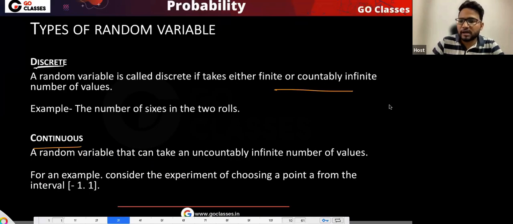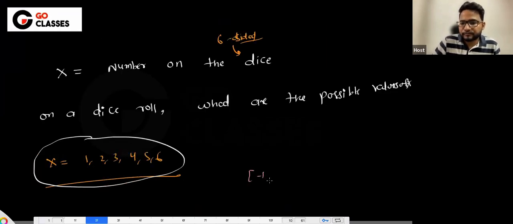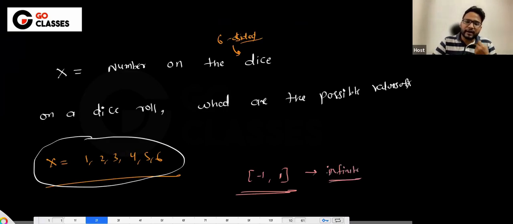Continuous random variables are the ones which take uncountably infinite values. For example, if I say there is an experiment that can choose any point within the interval, maybe -1 to 1, then how many values are there between -1 and 1? Finite or infinite? Obviously, infinite values are there. Now, if I have a random variable that can take any value from -1 to 1, since these are uncountably infinite values, it is a continuous random variable.